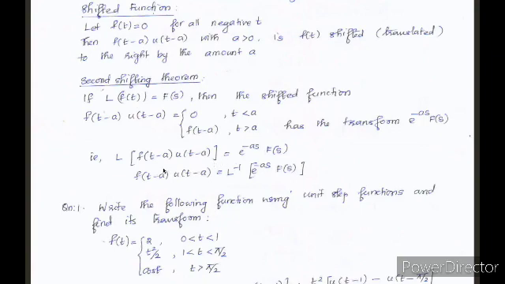In other words, f of t minus a times u of t minus a equals the inverse Laplace transform of e raised to minus as times F of s. So the second shifting theorem states that if the Laplace transform of f of t equals F of s, then the Laplace transform of f of t minus a times u of t minus a, the shifted function of f of t, is equal to e raised to minus as times F of s.